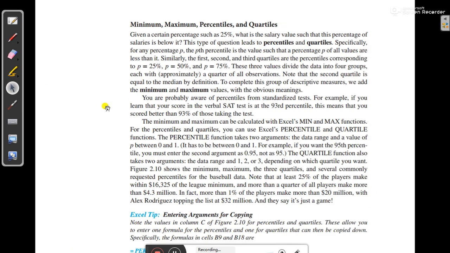Now, first we know what is minimum and what is maximum value. Minimum is the min of the whole values. Maximum is the max of the whole values. But what are percentiles?